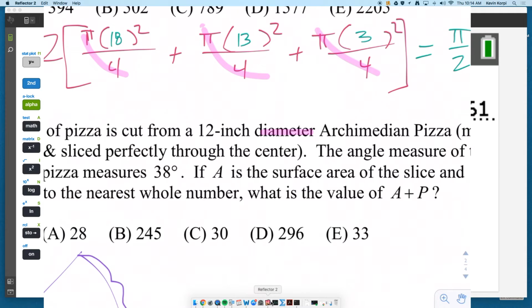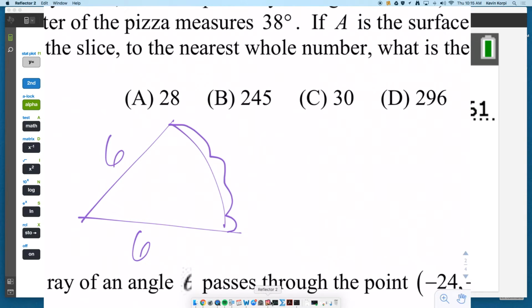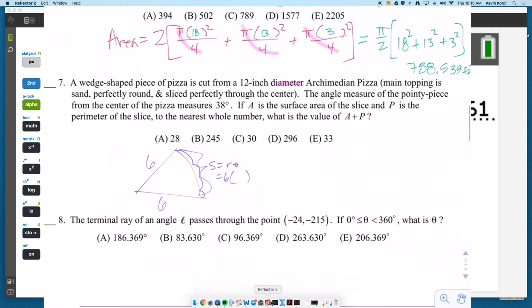So here we go. The radius is 6, so that's 6, that's 6. And this is r theta. This is the arc length. It's r theta. So that's going to be 6 times whatever the angle is. So if we keep reading, the angle measure of the pointy piece, I actually typed that in there so you knew which one it was, from the center measures 38 degrees. If A is the area of the sector and P is the perimeter of the pizza, what is the value of A plus P? Okay, let's figure it out.